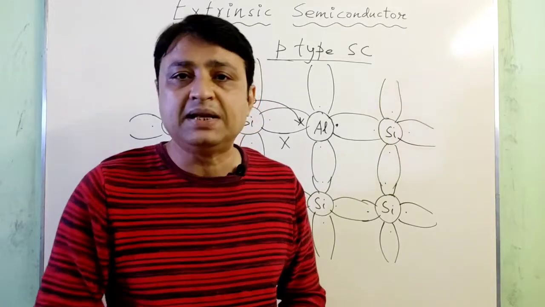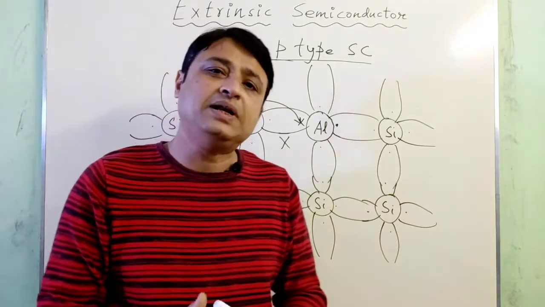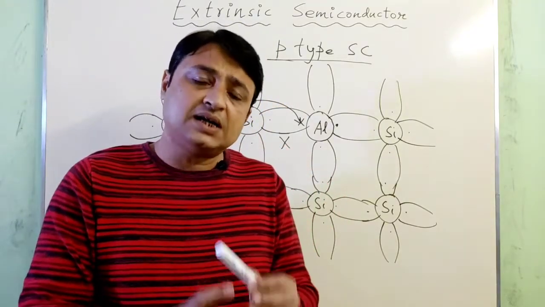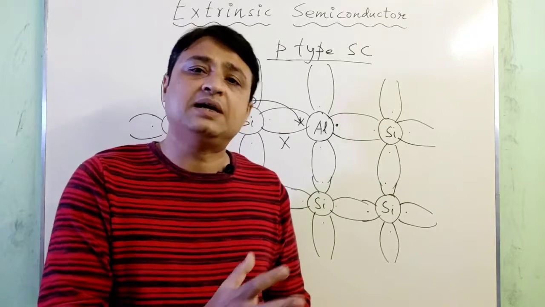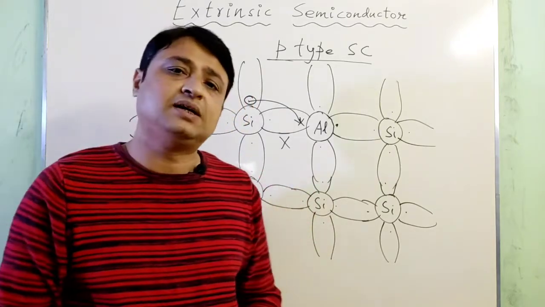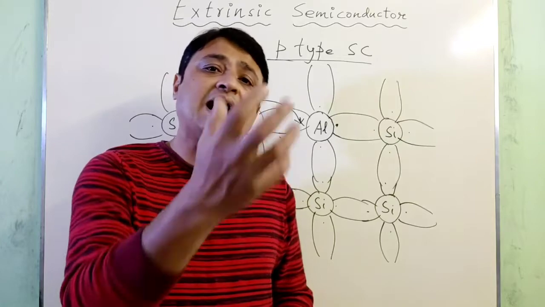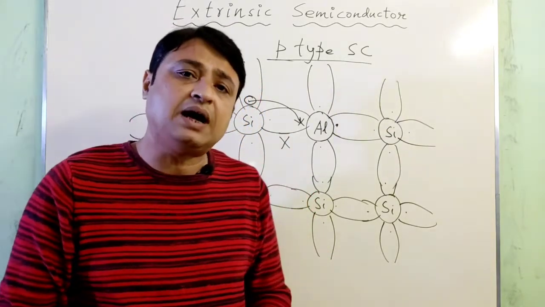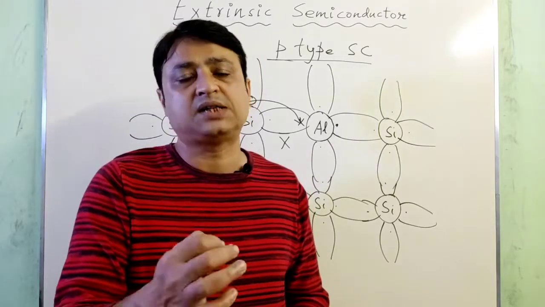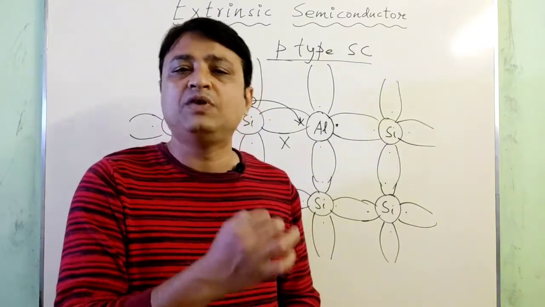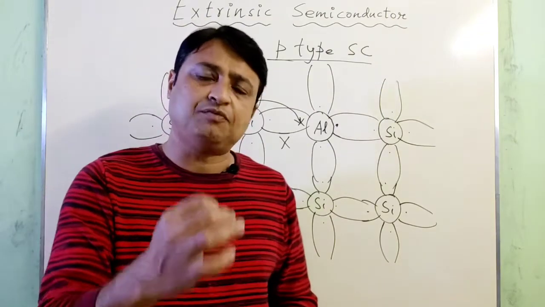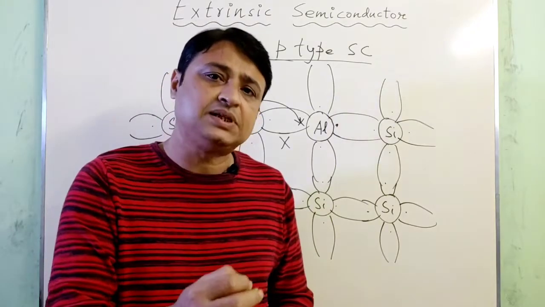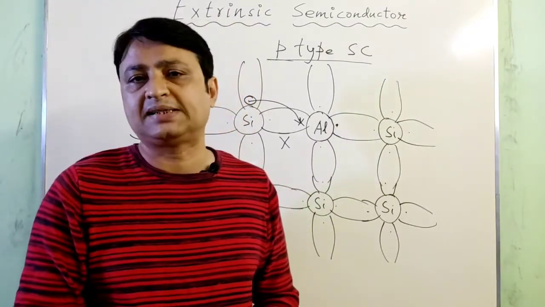Again, the similar things will appear: whenever aluminium is outside the silicon structure, it is charge neutral. Now when this aluminium is introduced inside the semiconductor structure, it accepts an electron from an adjacent bond, and it becomes a negatively charged ion. So aluminium will be regarded as an acceptor type of impurity inside this silicon structure, and it becomes a negatively charged acceptor ion.